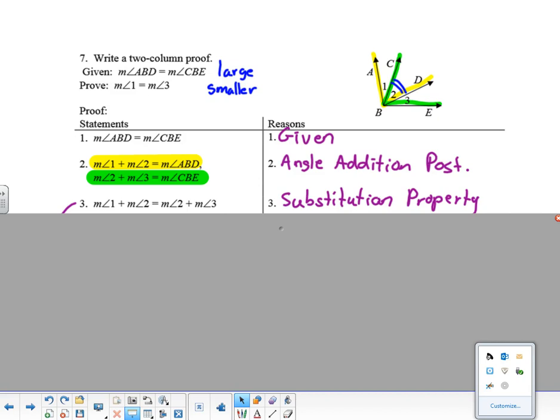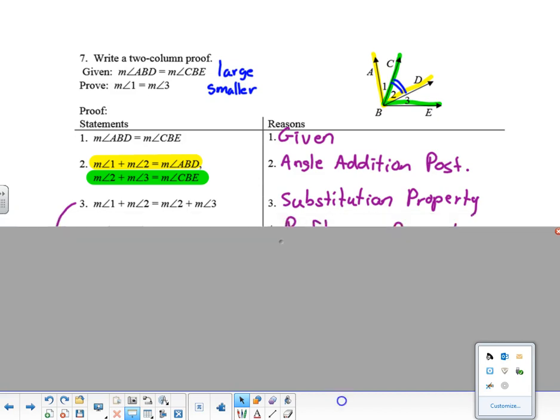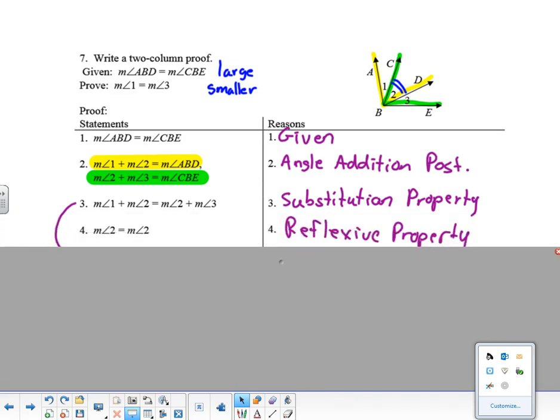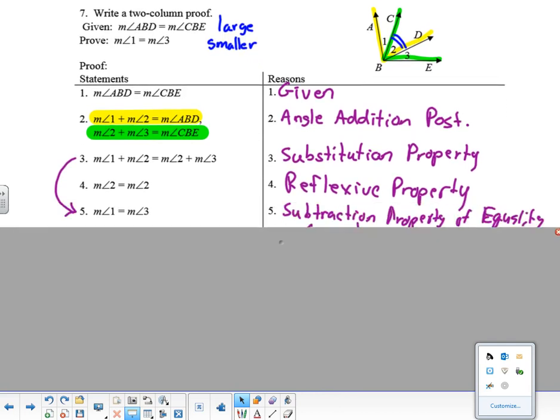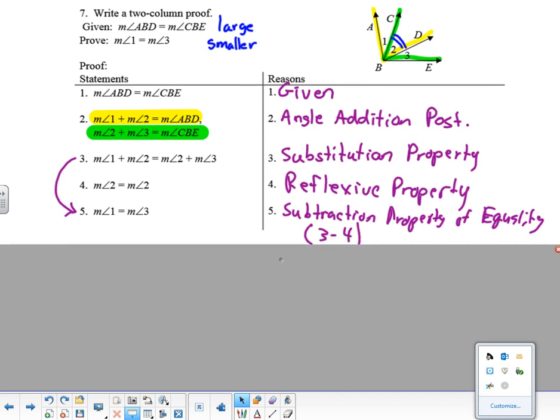That's simply our substitution property. Okay. Measure of angle 2 equals the measure of angle 2. Reflexive property. And then we're going to subtract. When we subtract 2 from each side, what happens? Well, they kind of cancel each other out. You probably don't want to draw that on yours, but I just want to show you what's happening. We're left with the measure of angle 1 equals the measure of angle 3. Subtraction property of equality. We're subtracting steps 3 and 4, so step 4 from step 3 gives us that final result.